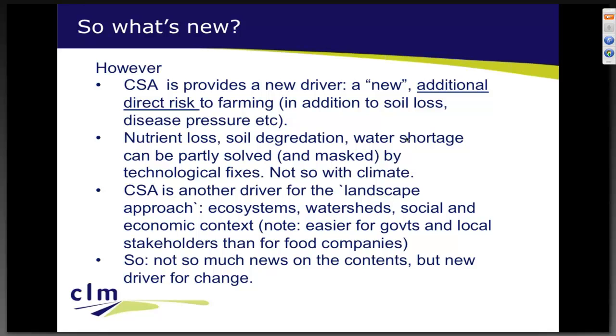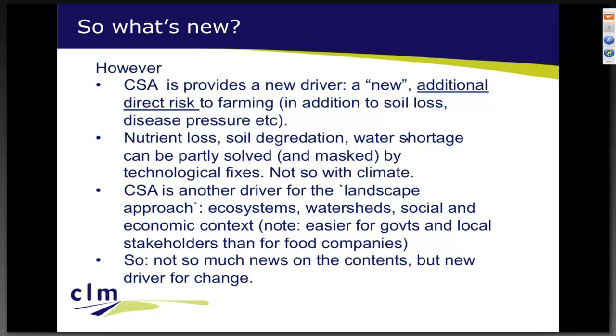And it's a driver for the landscape approach. It forces people to look at the broader system, the watersheds, and probably the socioeconomic context. So it is not new in the contents. It's the same thing again. Care for the soil, produce more efficiently.